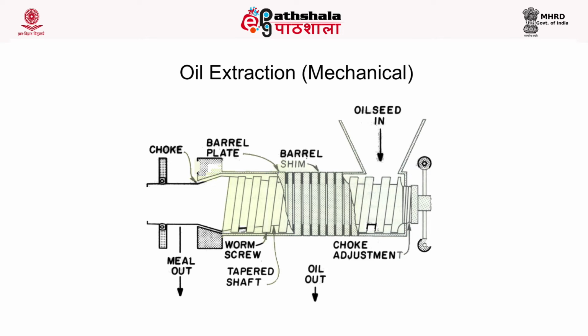Meals contain all the solid particles of the seed along with 5 to 15% oil. So this means that in the mechanical compression process, the residual meal which is obtained in the process still contains 5 to 15% oil.